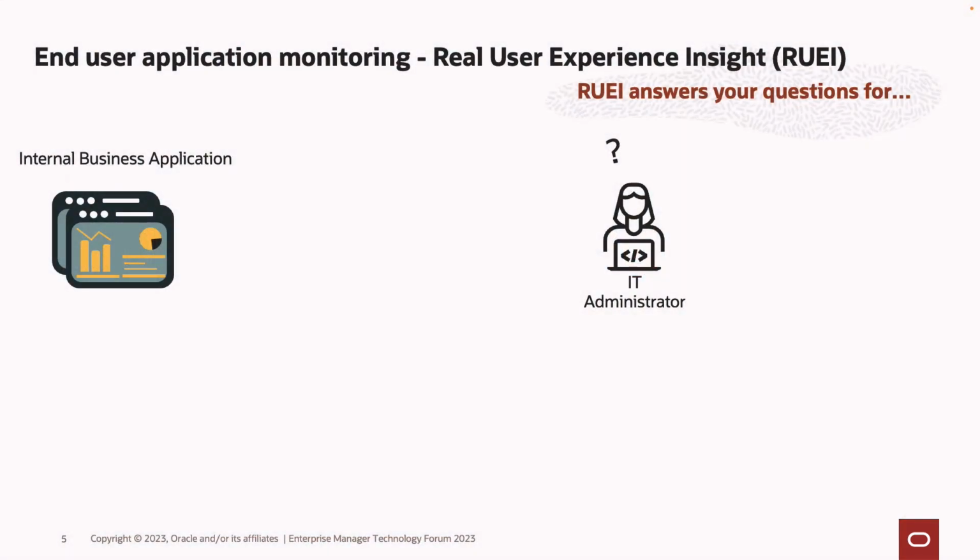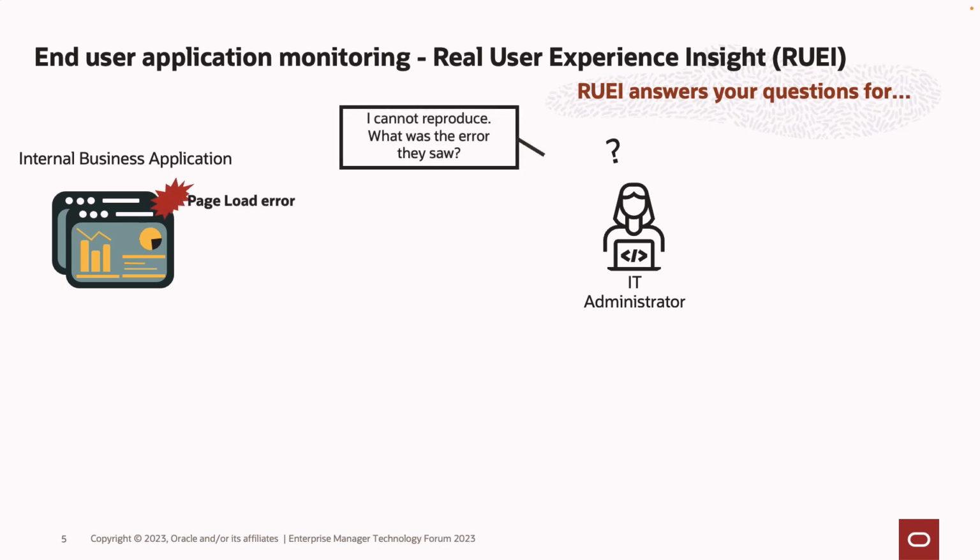So let's start by knowing what questions RUEI can answer. On the left-hand side of the screen, we have an internal business application, and there is an IT administrator who manages that application. And say there was a page error, so the user of this application could not load the page. The users reported the problem to the administrator. However, the administrator could not reproduce the problem. She is wondering what was the error that the users were seeing.